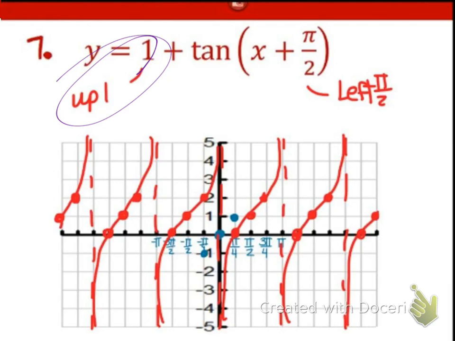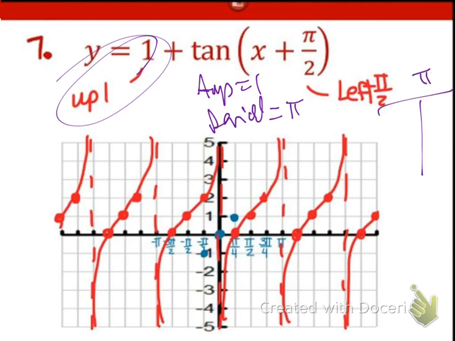We're shifting left pi over 2. Now, the amplitude is 1. Period is still pi because b is 1. Your x values are going to come from pi over 4. So you go 0, pi over 4, pi over 2, 3 pi over 4, and pi. Right? And you see them labeled there.